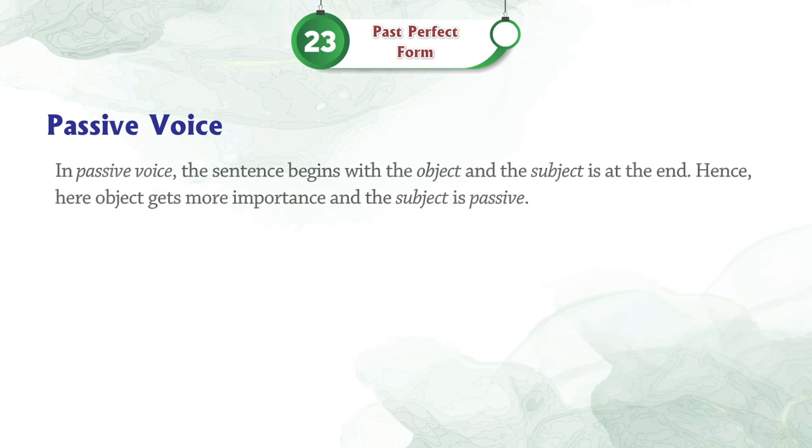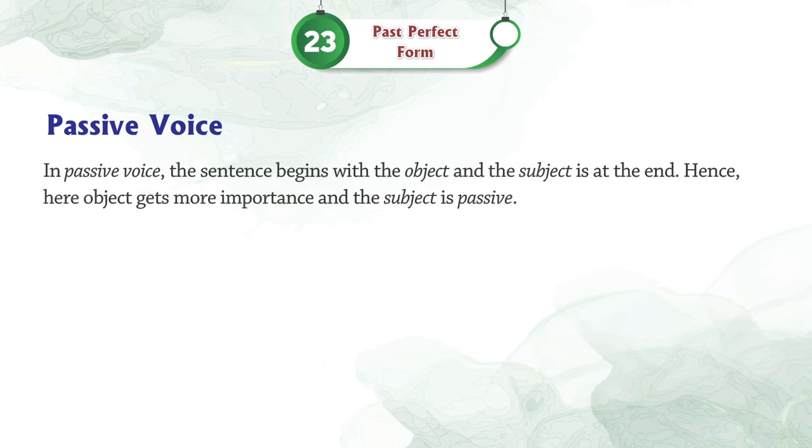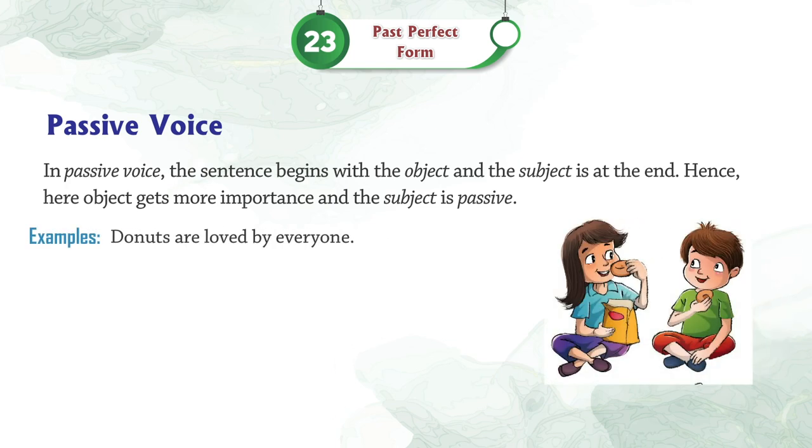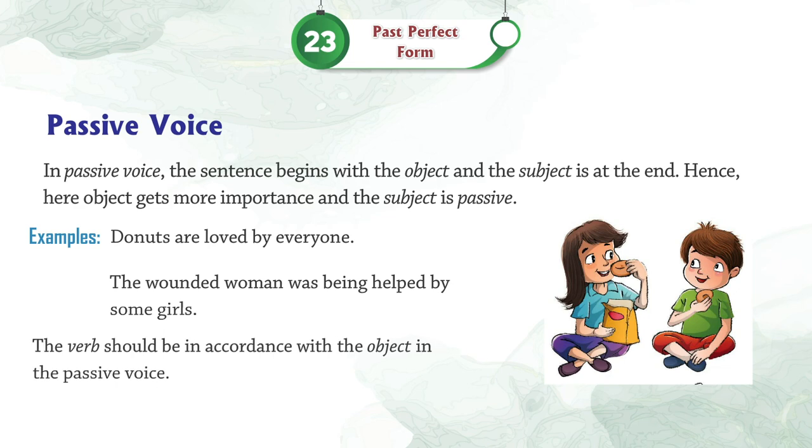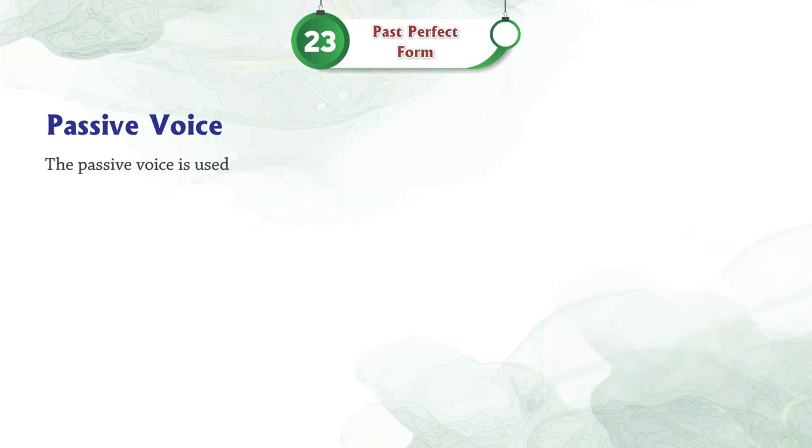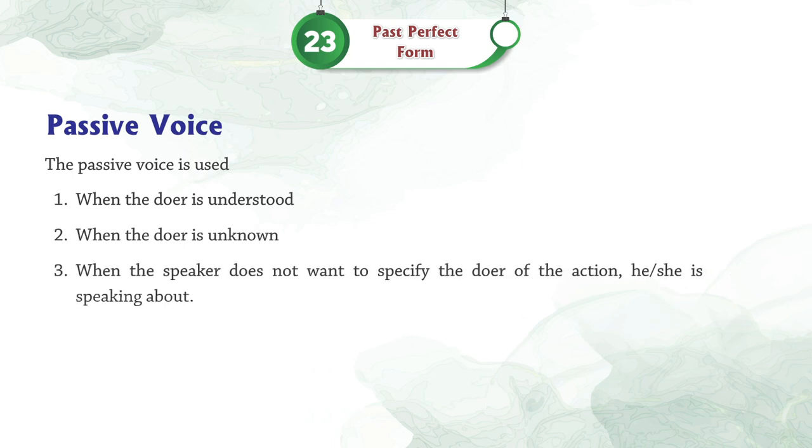Passive voice. In passive voice, the sentence begins with the object and the subject is at the end. Hence, here the object gets more importance and the subject is passive. Examples: Donuts are loved by everyone. The wounded woman was being helped by some girls. The verb should be in accordance with the object in the passive voice. The passive voice is used when the doer is understood, when the doer is unknown, or when the speaker does not want to specify the doer of the action he or she is speaking about.